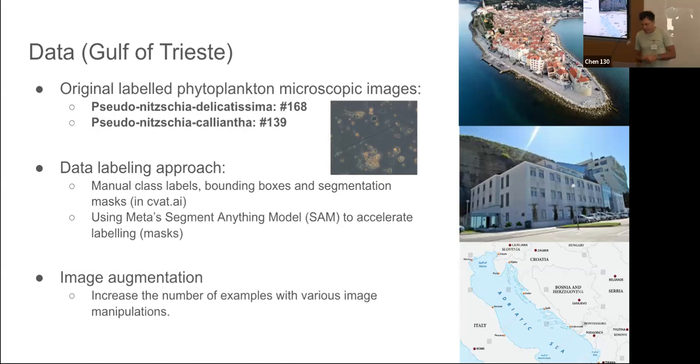In terms of the data labeling approach, one person has been doing the manual class labels, the bounding boxes, as well as the segmentation masks in the program CVAT AI. Because the aim of the project is instance segmentation, we want to identify specific cells, not only the label. That's why we need segmentation masks in the data set.